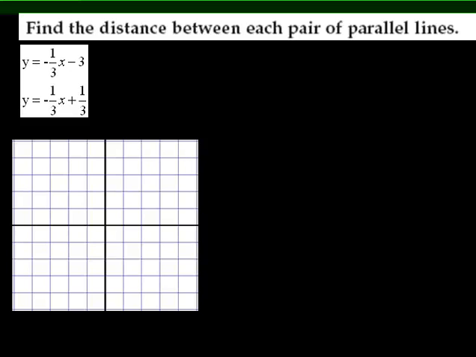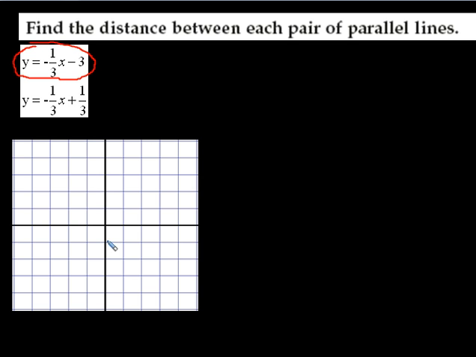Hello everybody and welcome to the second part of the notes. This is notes over 3-6 distance. This is part 2. We're going to go over one example in which we find the distance between each pair of parallel lines. We have a little grid here to graph these, so let's graph this line.